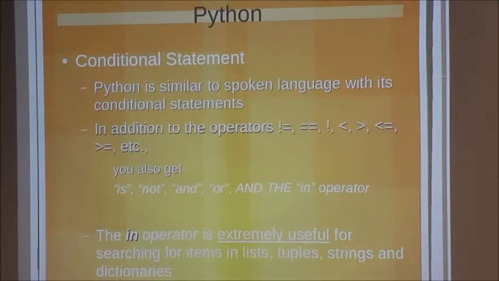Okay, so in Python, you get the typical not equals, does equal, less than, greater than, less than or equal to, greater than or equal to, but you also get is, not, and, or, and in. And there's probably a few more as operators for your conditional statements. The previous example that we saw was the in operator. And it would be extremely useful to those that want to use anything with a list, to use that in operator. It's really powerful, and we're seeing it everywhere in Python.